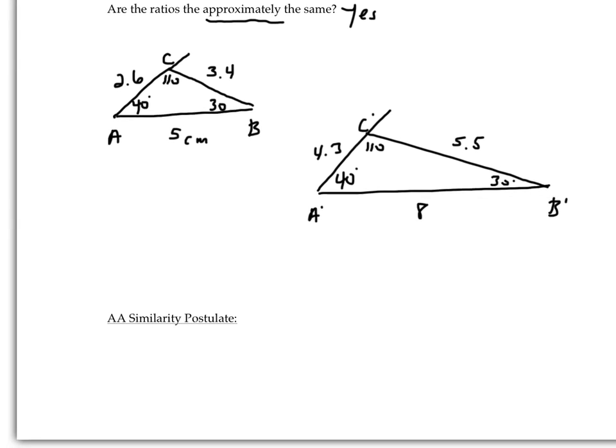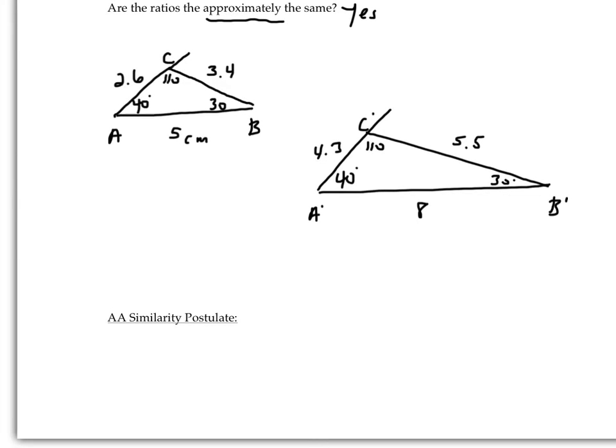So I'm going to scoot this up and write that similarity statement. Okay, so we're going to say triangle ABC is similar to triangle A prime B prime C prime. Now what this little demonstration shows us is that we don't have to go through and measure everything and find all three angles. It's enough to know that two pairs of corresponding angles are congruent. That's enough for us to determine that the two triangles are similar.